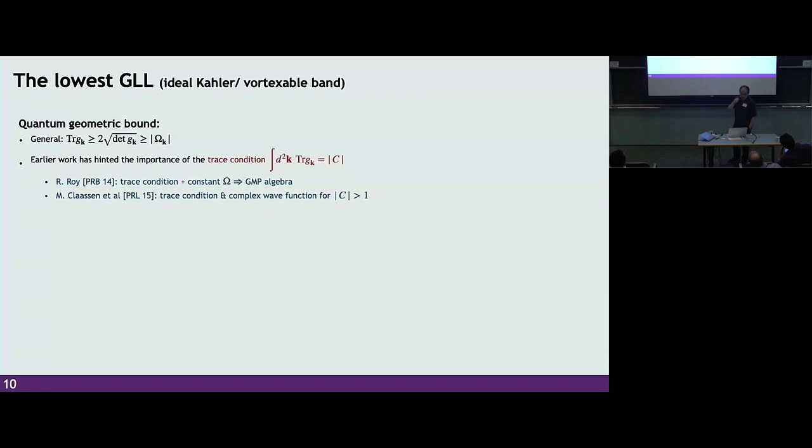For example, in the Roy paper, he proved that if you have the trace condition and constant Berry curvature, then you can recover the Girvin-MacDonald-Platzman algebra, which is the key algebra for Landau levels that is fundamental to many physics in Landau levels. And also in Martin's paper, he related the trace condition and the complex feature of the wave function for Chern number higher than one.